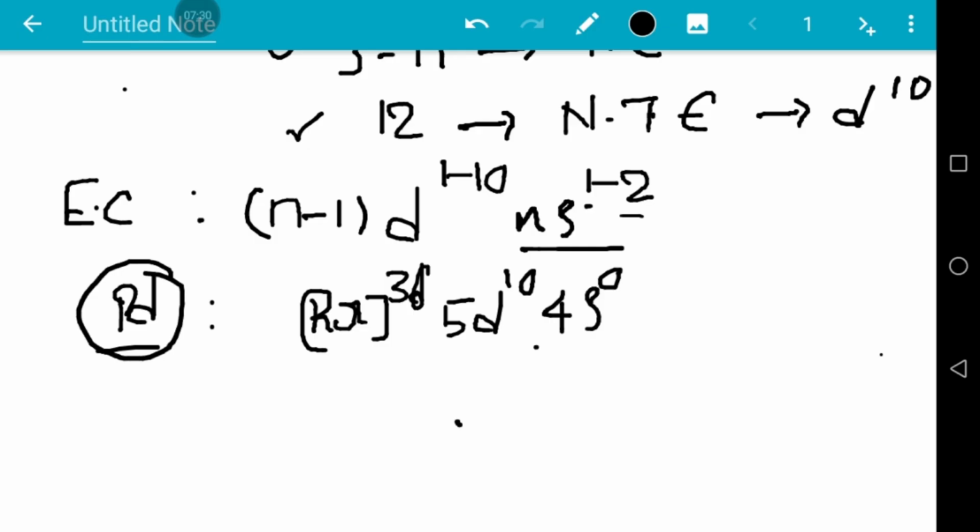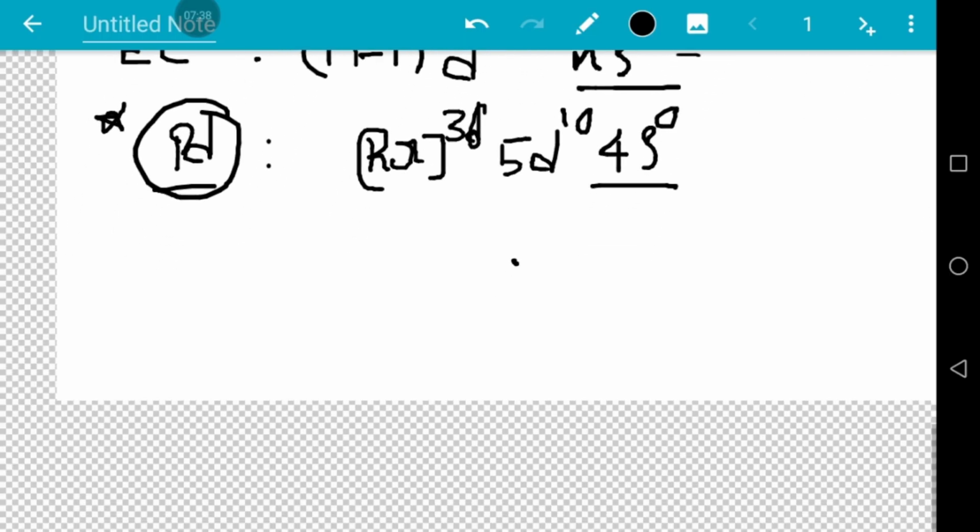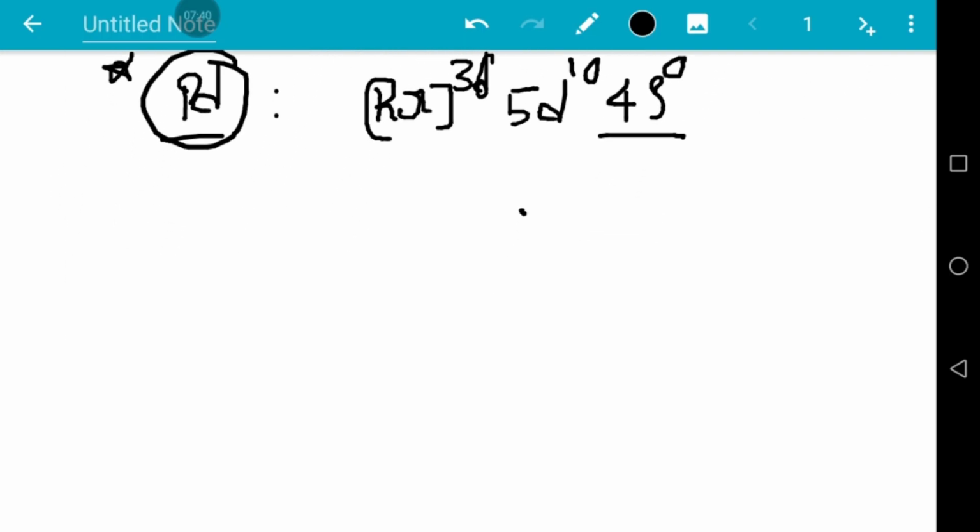So now coming to the 3D series, totally four series are there. First of all we are discussing the 3D series electronic configuration. What are the elements present in the 3D series? Where is it present? Here, observe that.